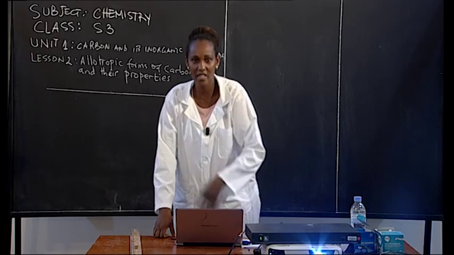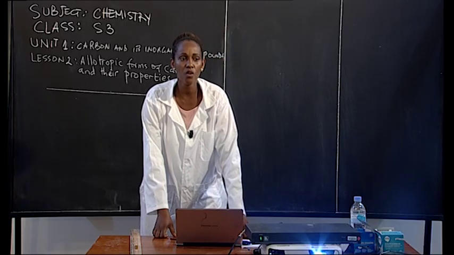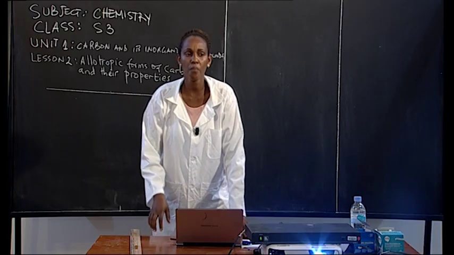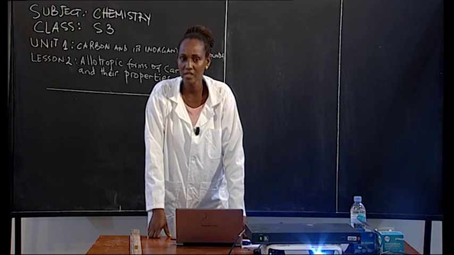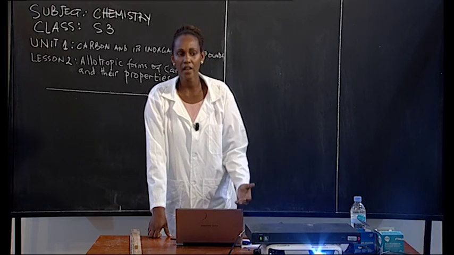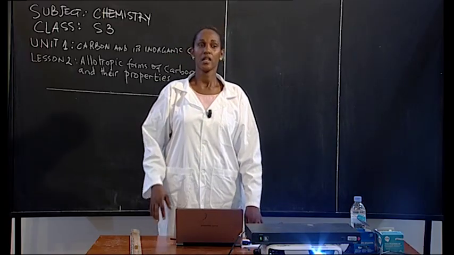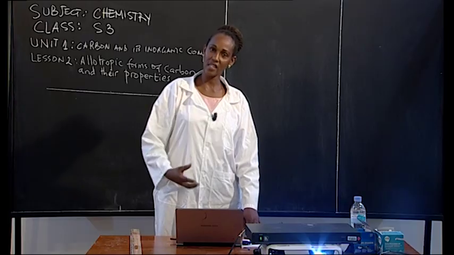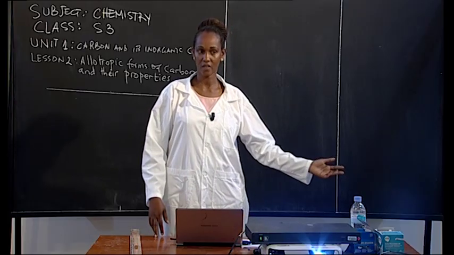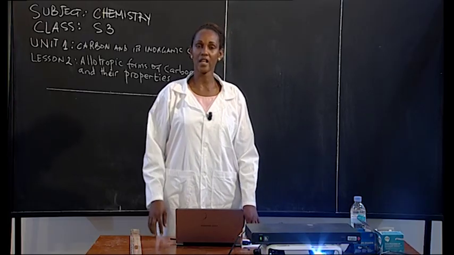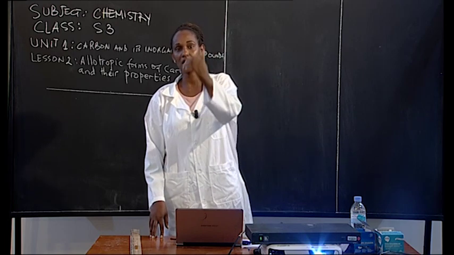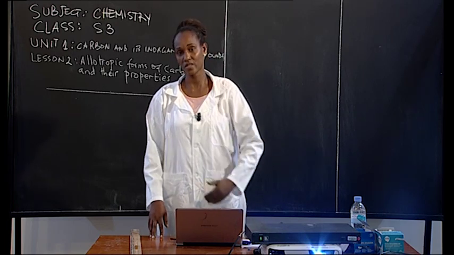So the density of graphite is 2.25 grams per cubic centimeter. So graphite is a good conductor of electricity. Why? We said graphite has delocalized electrons from the structure. We have said it has free electrons. That gives it that use of conducting electricity.